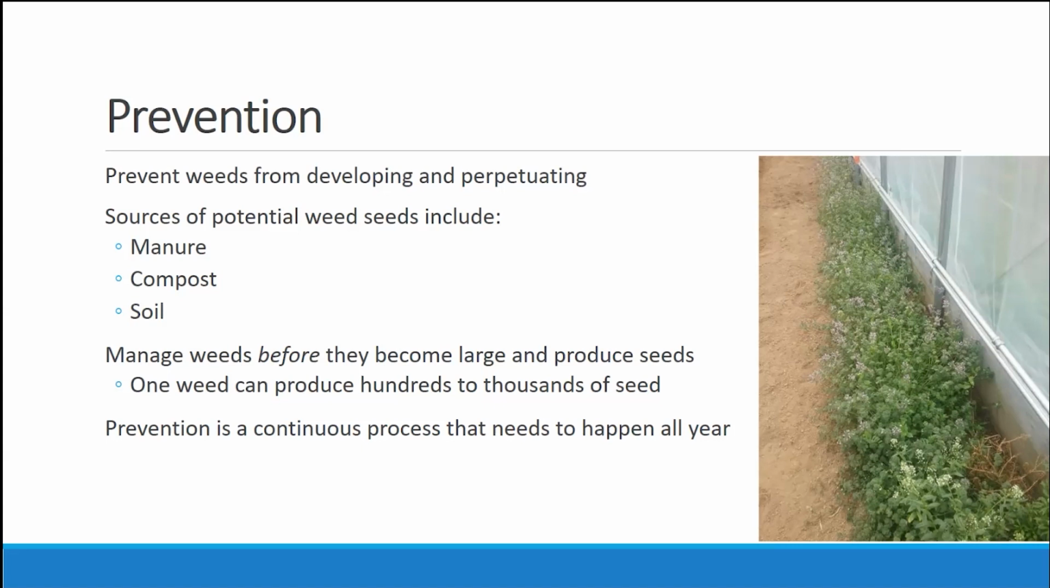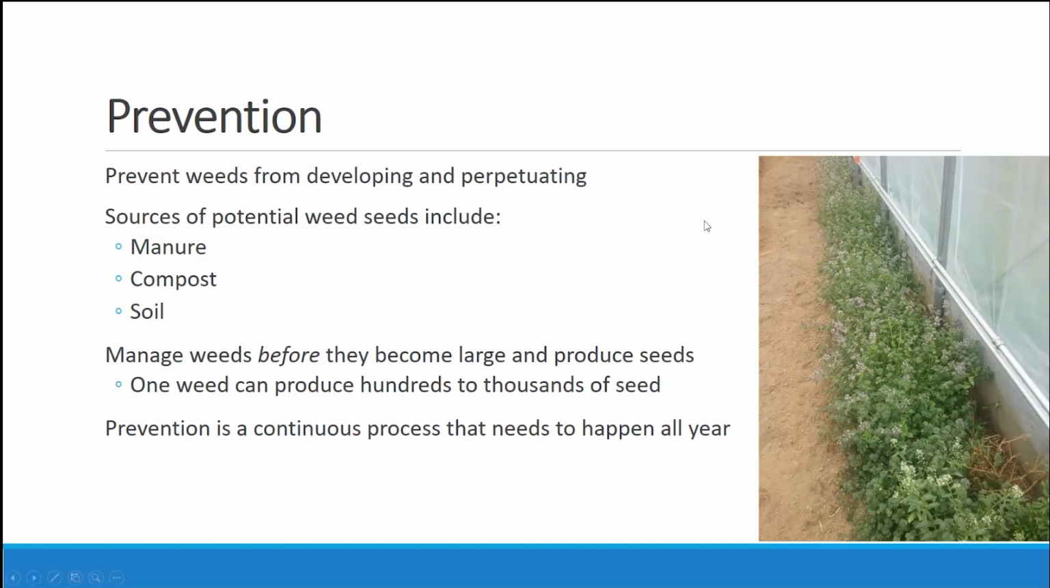So if compost is not correctly heated all the way, right, there could be viable weed seeds in there. A lot of people will bring in additional soil. There could be weed seeds in there, right? So just keep that in mind. The easiest thing is to manage weeds before they become large and produce seeds, right? One weed could produce hundreds to thousands of seeds if you allow it to get that far along. So prevention is really a continuous process that needs to happen all year long.